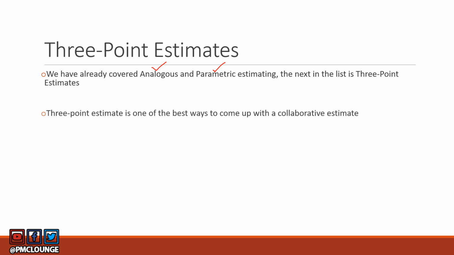All right, moving on. So 3-point estimate is unique in the sense that it is a collaborative estimate. Both analogous as well as parametric do not basically have provisions, and they are not collaborative methods. 3-point estimate is a collaborative method.